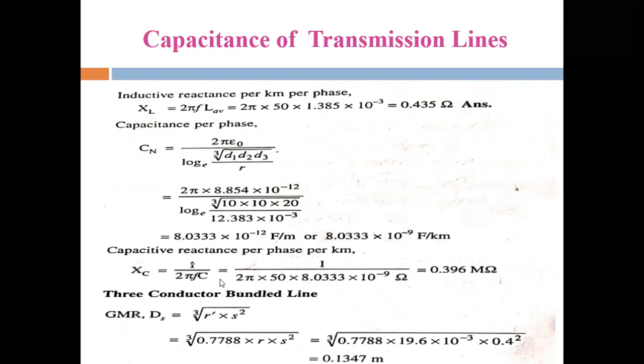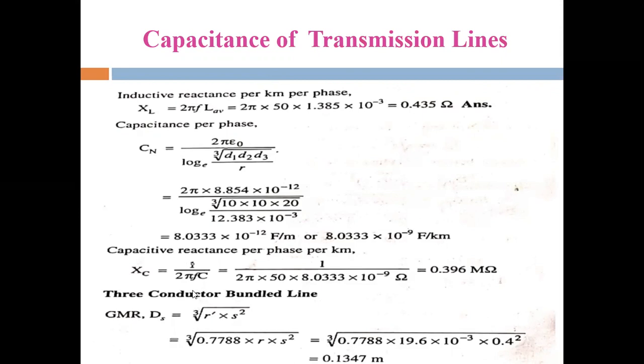Then we calculate the capacitive reactance per kilometer per phase. This is the inductive reactance and this is the capacitive reactance. After calculating the capacitance value, we calculate XC. What is the XC formula? XC, the capacitive reactance, is equal to 1 by 2 pi f C.